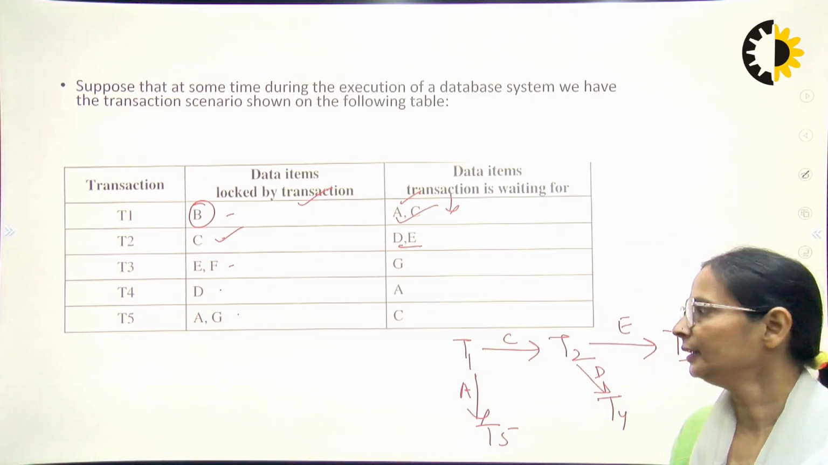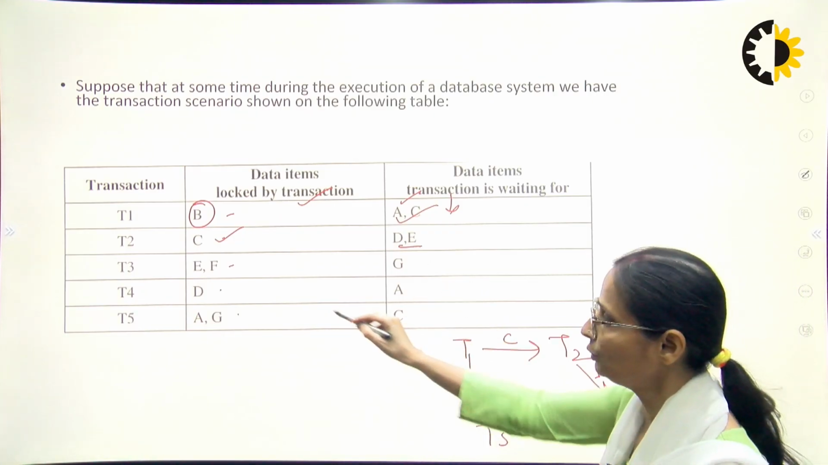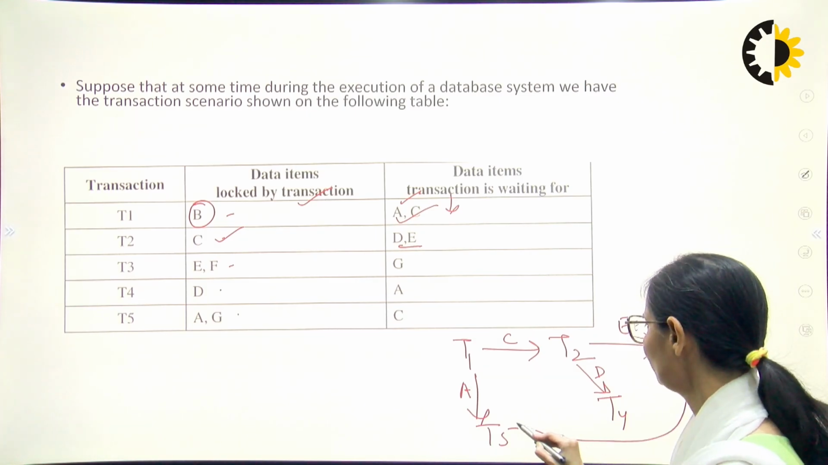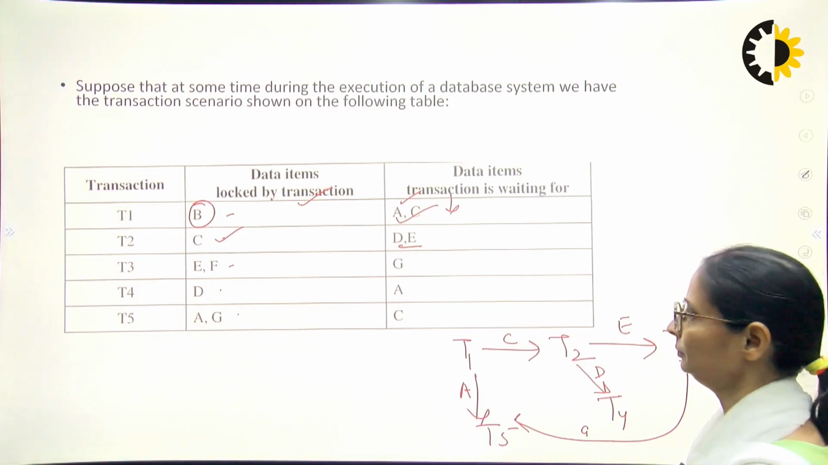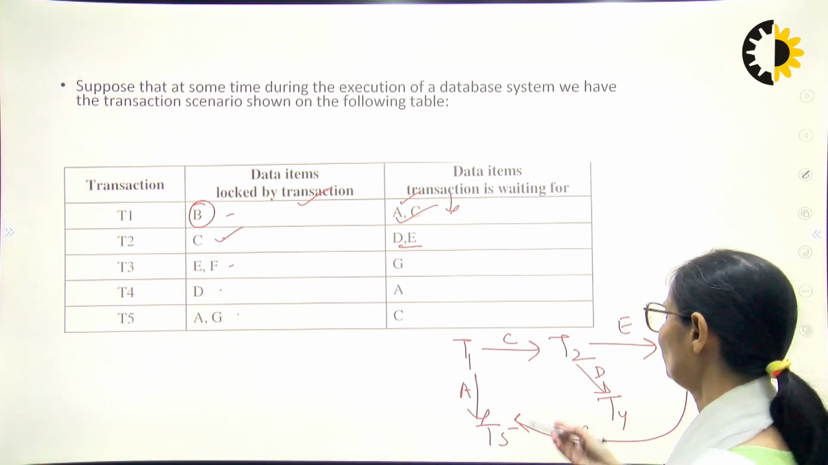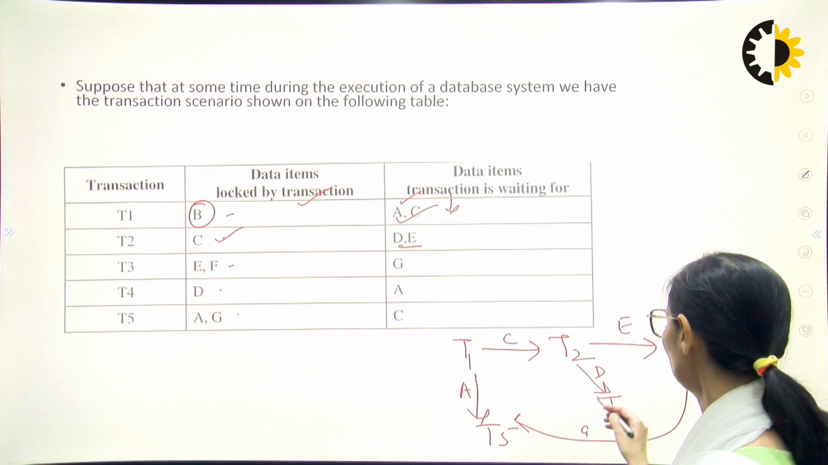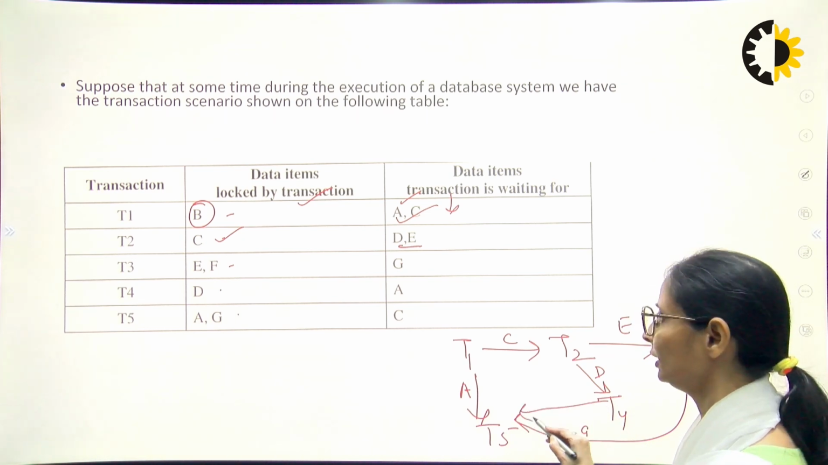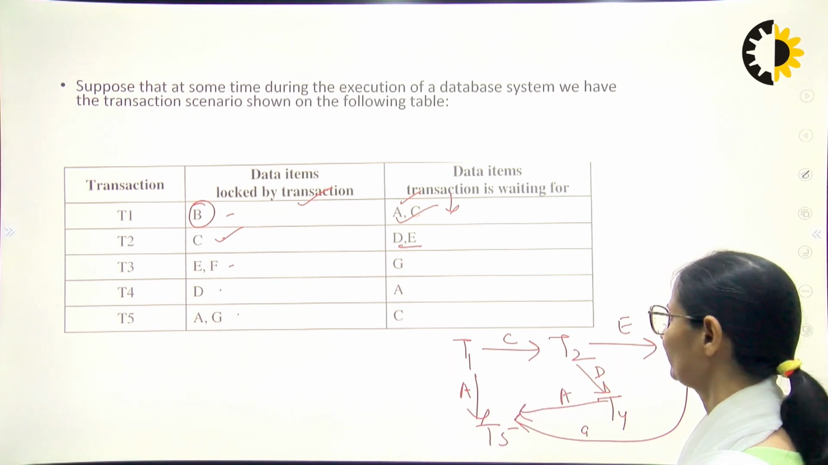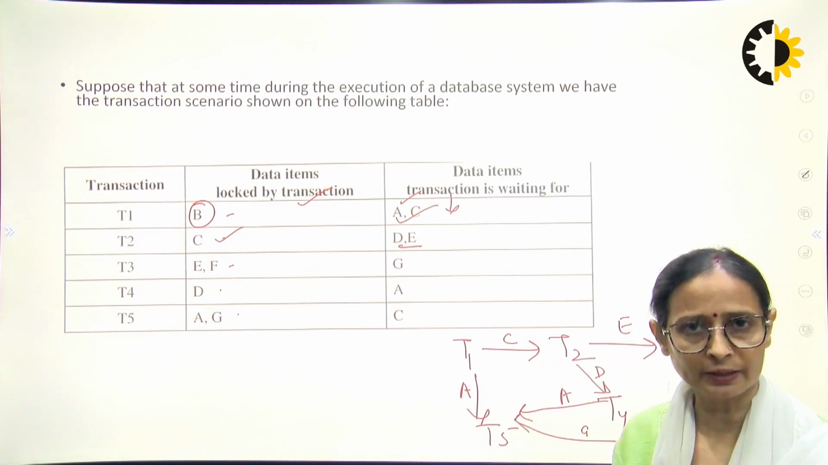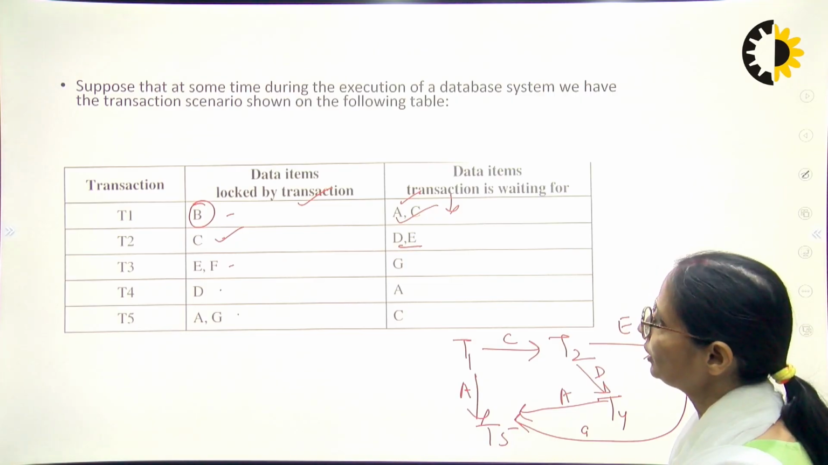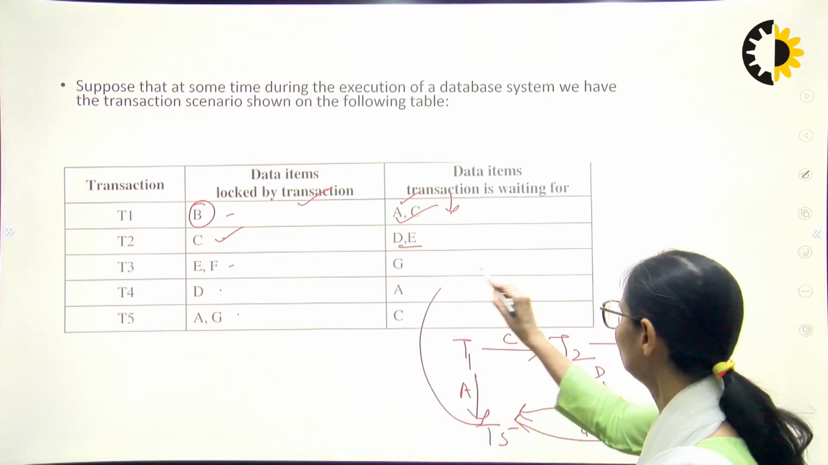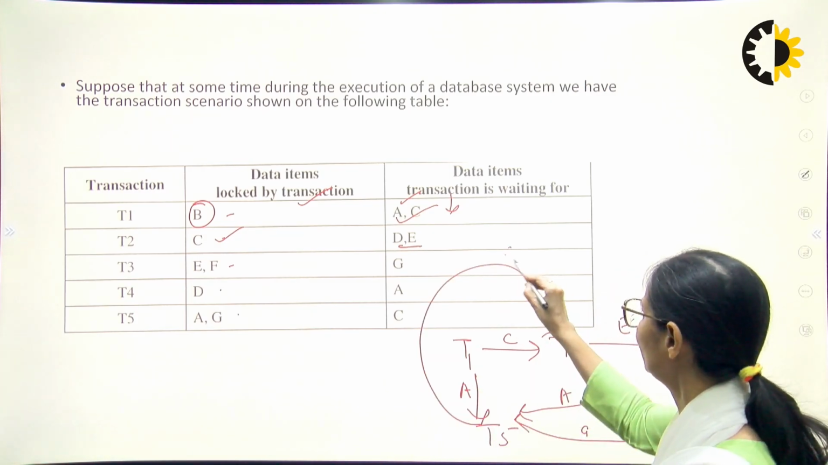Now come to T3. T3 has got E and F, but it is waiting for G. Who has got G? T5 has got G. So here T3 is waiting for T5 on the data item G. T4 wants to use A. Who has got A? T5. That is, T4 is waiting for T5 on data item A. Similarly, T5 has got A and G, but it is waiting for C. Who has got C? T2 has got C. So T5 is waiting for T2 on data item C.